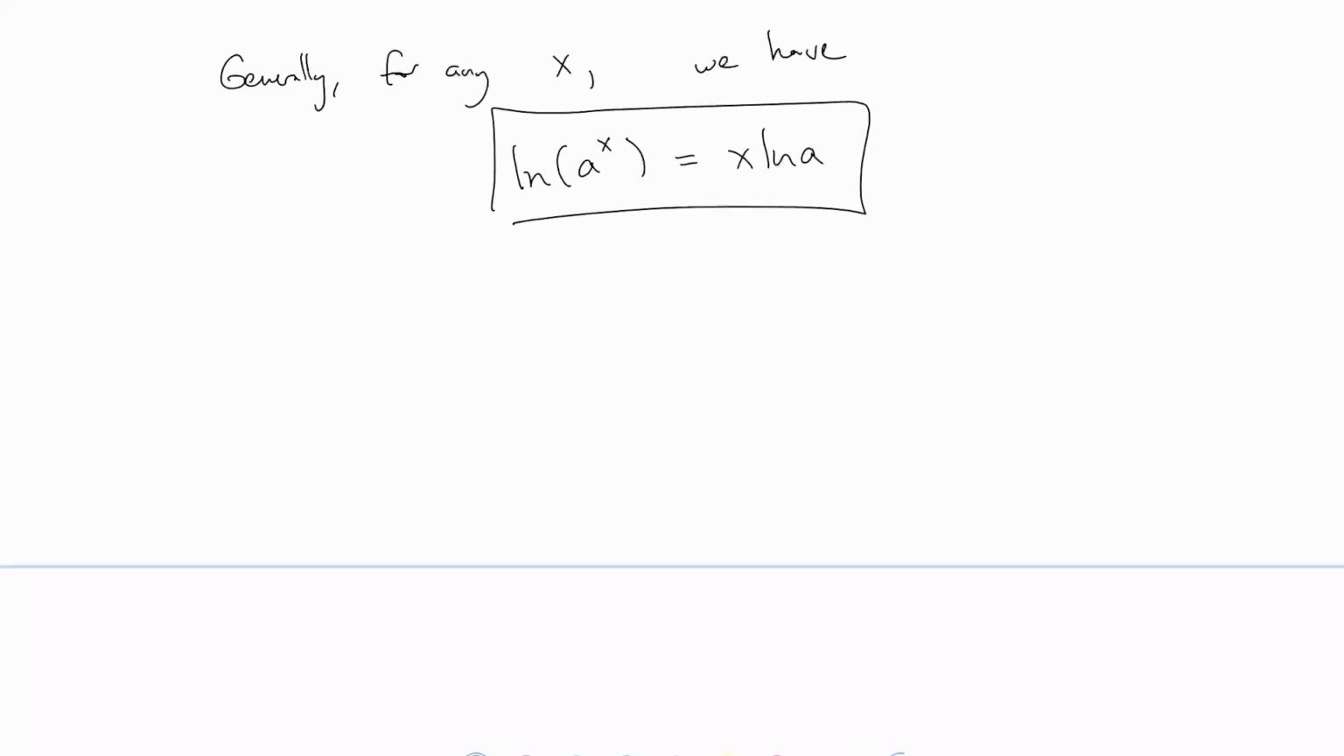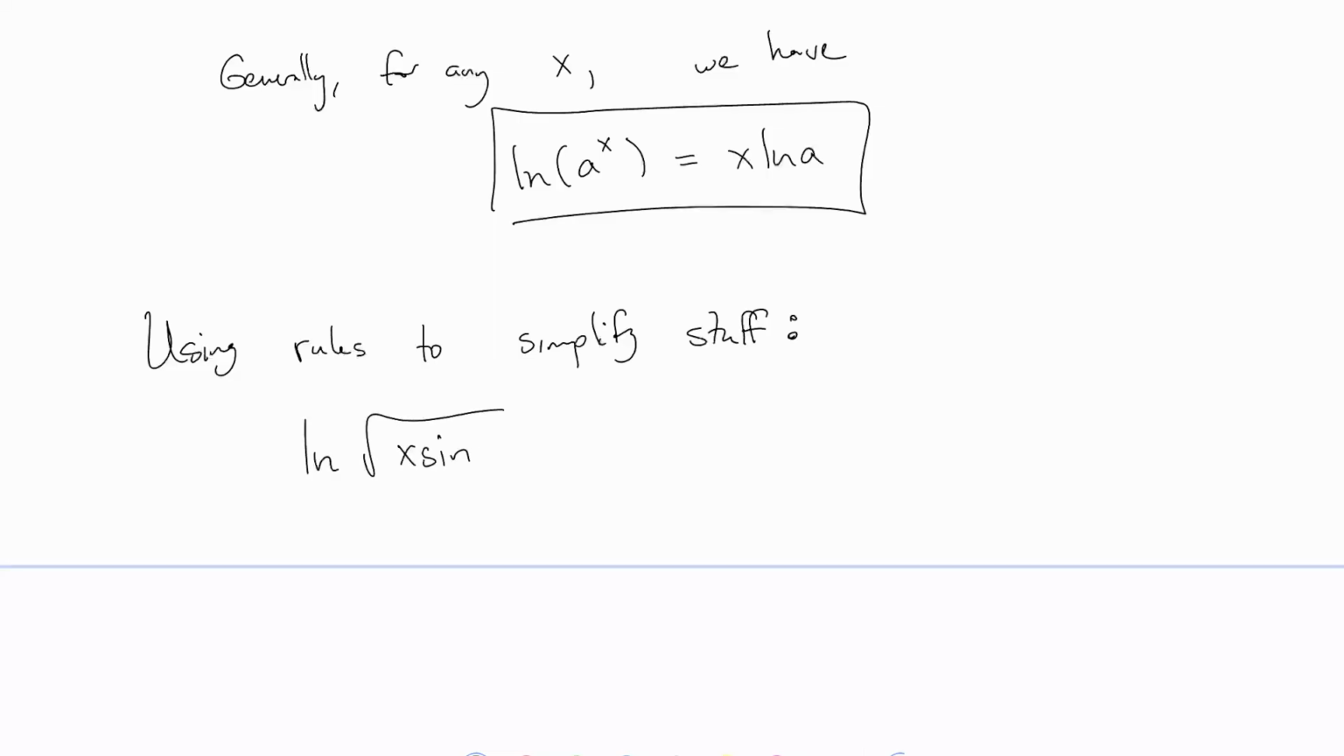So how about, and you'll see some homework problems about this, and these are pretty straightforward. Using the rules to simplify stuff. Or at least rewrite. I mean, it's debatable if this is any simpler, but for example, if I have the natural log of square root of x sine x, let's try and rewrite this as much as we can using the rules up there.